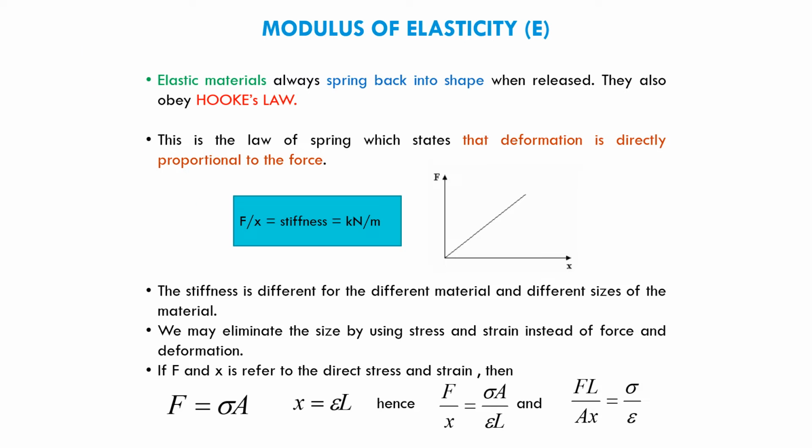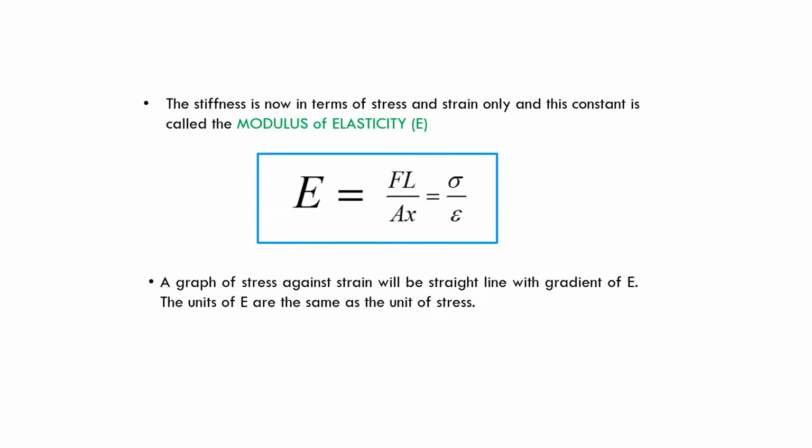Now the stiffness will be in terms of the stress and strain by using this equation. This one is called the modulus of elasticity, so we can calculate it using the equation like this. The graph of stress against strain will be a straight line with gradient of E. The unit of E is the same as the unit of the stress.